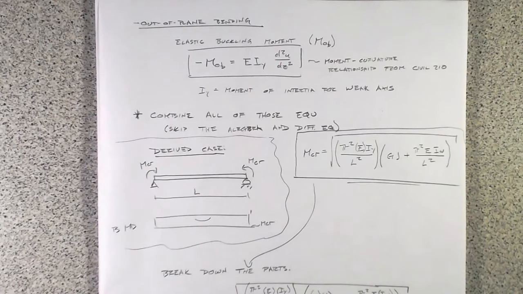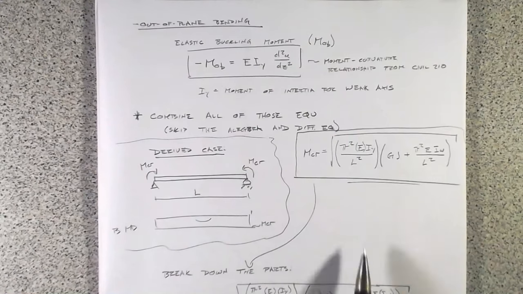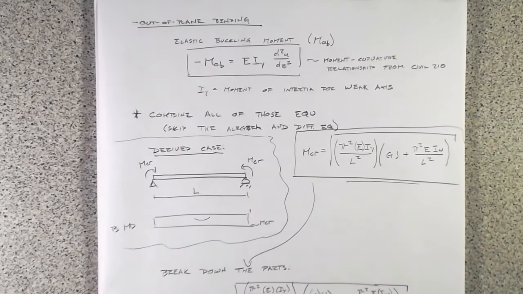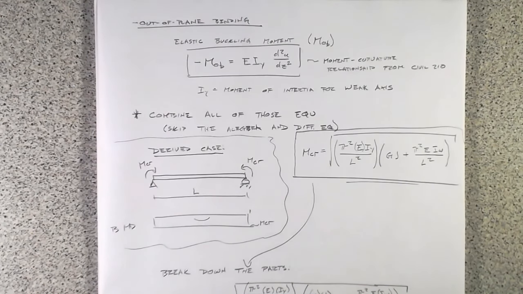It's a mathematically nicer case to derive, and it's also an upper bound for the most bending moment demand we could get along the beam. So we pulled all of that together and got a relationship for the moment at which lateral torsional buckling would occur for a given section.